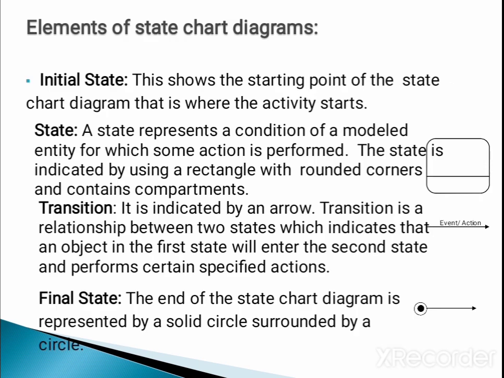Elements of state chart diagram. Initial state shows the starting point. State represents condition and action to be performed. Transition is indicated by arrows. Final state is the end of the state chart diagram.